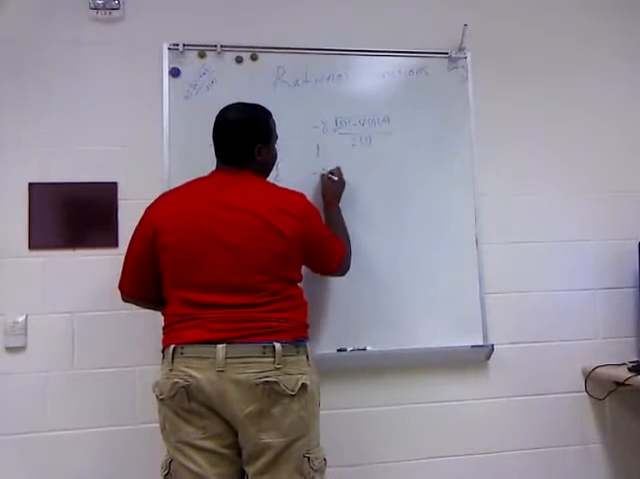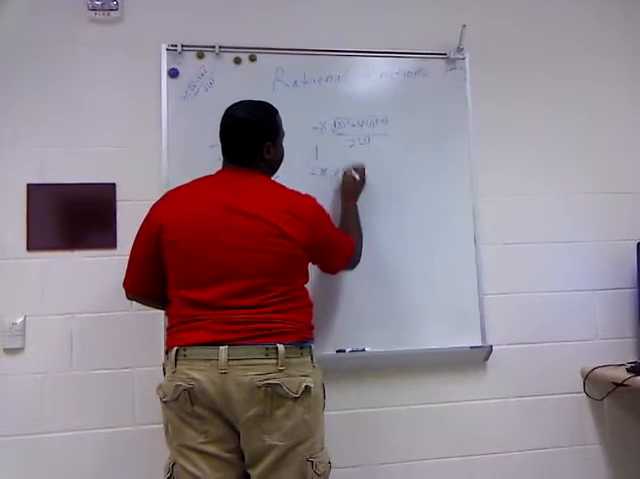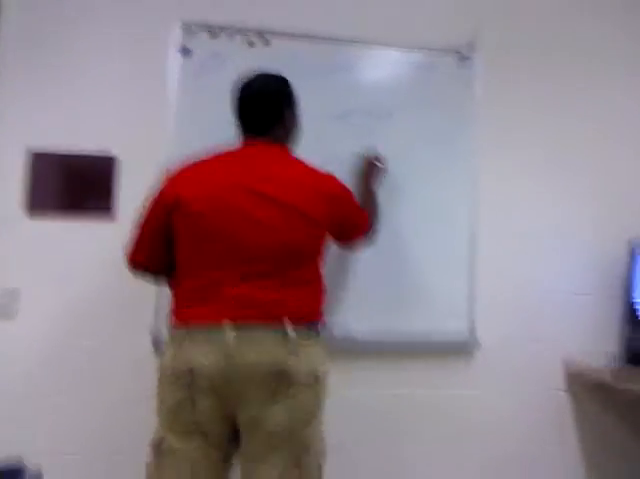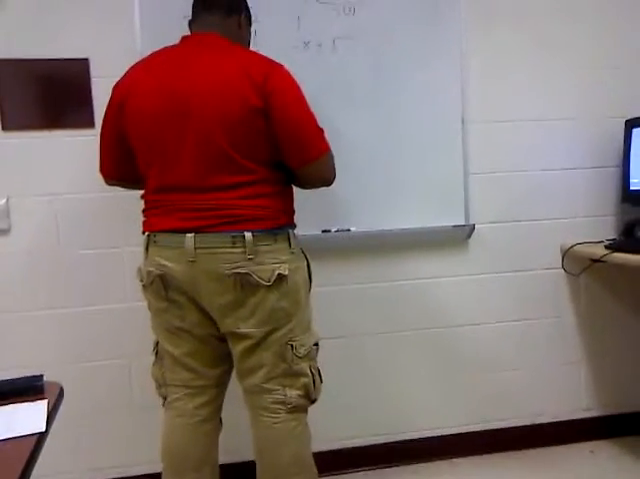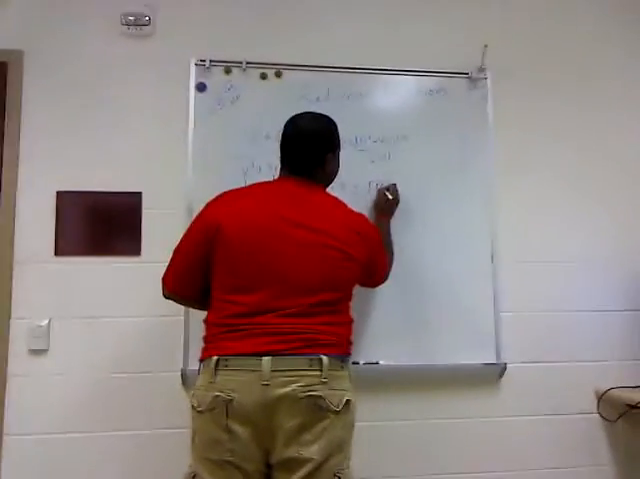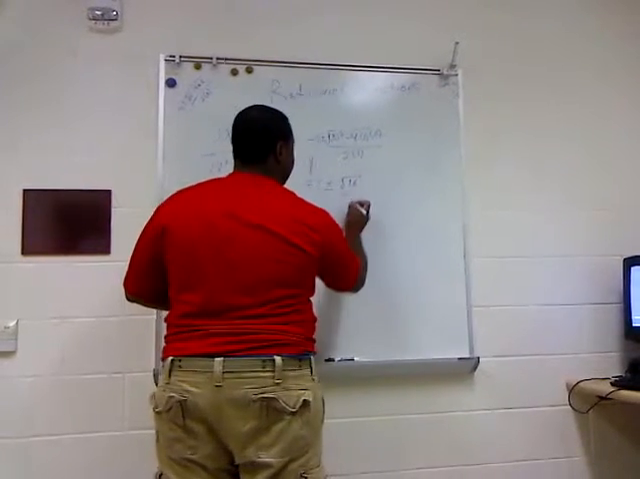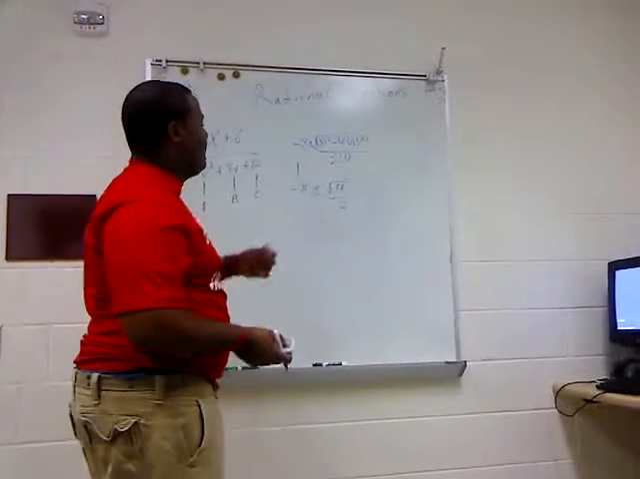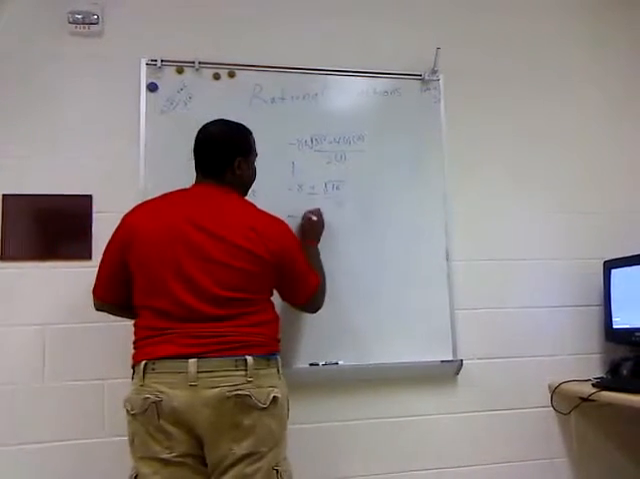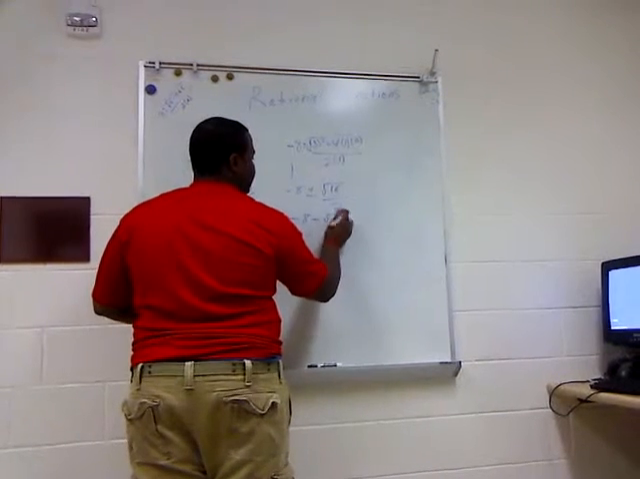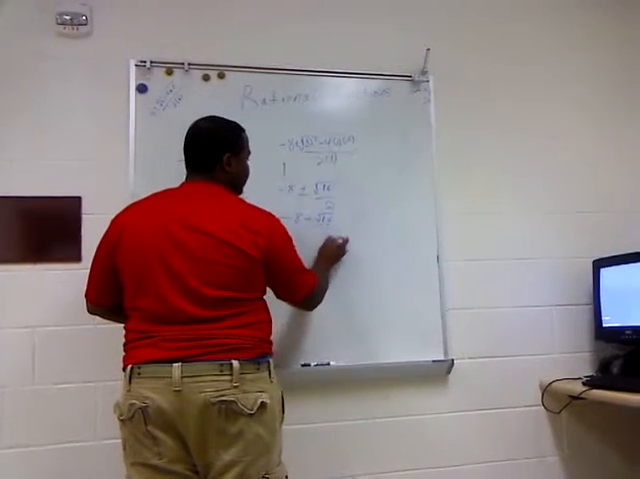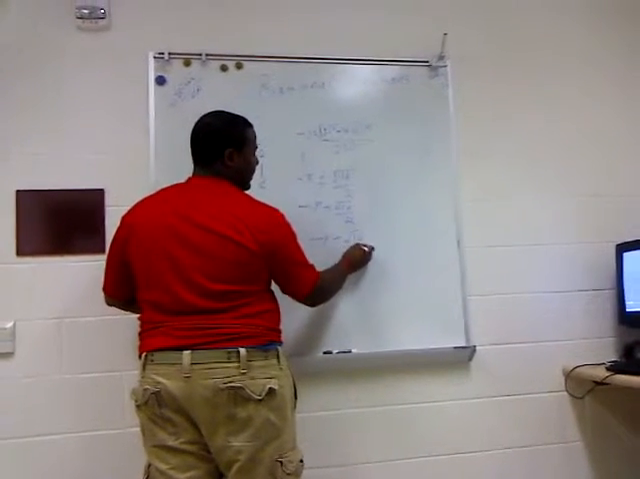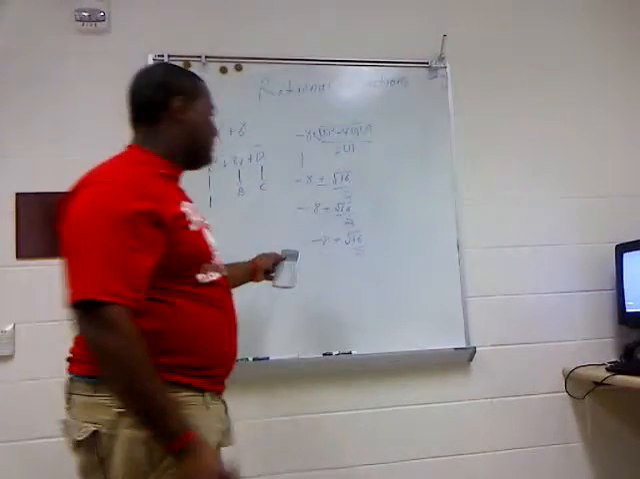Bring this down: negative 8 plus or minus the square root. If you plug this in your calculator, you get the square root of 16 over 2 times 1, which is 2. Now we have to simplify this. So it'll be negative 8 minus the square root of 16 over 2, and negative 8 plus the square root of 16 over 2. These are my two equations.